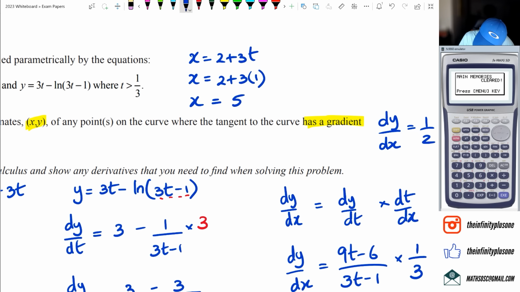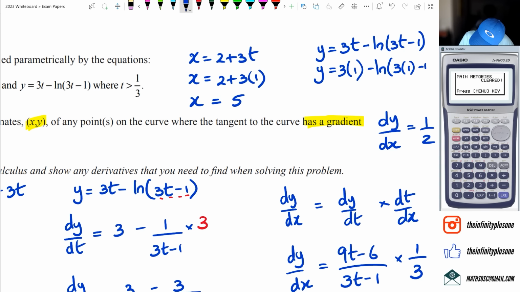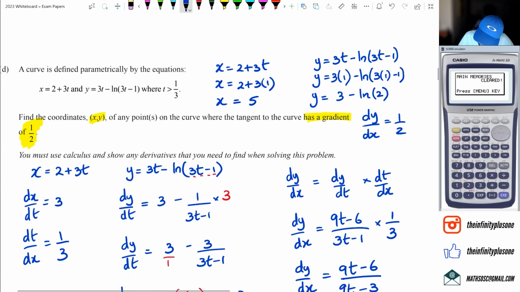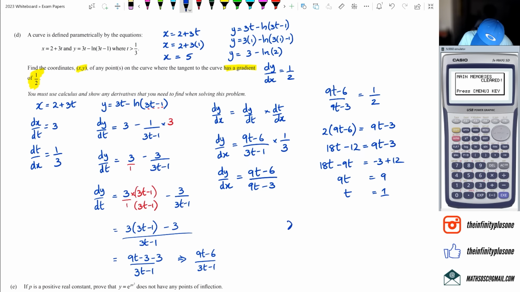And then we've got y, which we need to do as well. So y is equal to 3t minus ln of 3t minus 1. And because t is equal to 1, we're going to get ln of 3 times 1 minus 1. So that's going to be 3 minus ln of 2. And you can actually leave your answers like that. So you can actually say that x is equal to 5 and y is equal to 3 minus ln of 2.